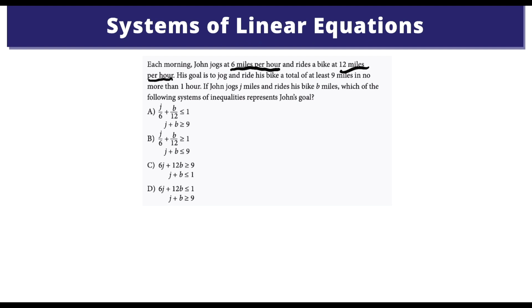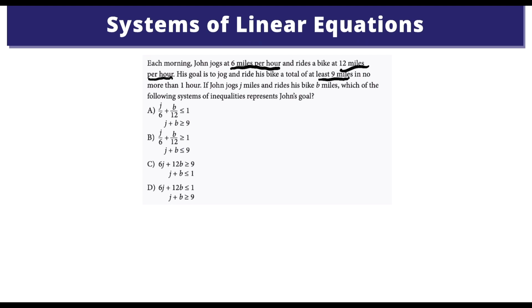His goal is to jog and ride a bike for a total of at least 9 miles. At least is very important, remember that. And no more than 1 hour. Very important. If John jogs J miles and rides his bike for B miles, which of the following systems of inequalities can represent John's goal?